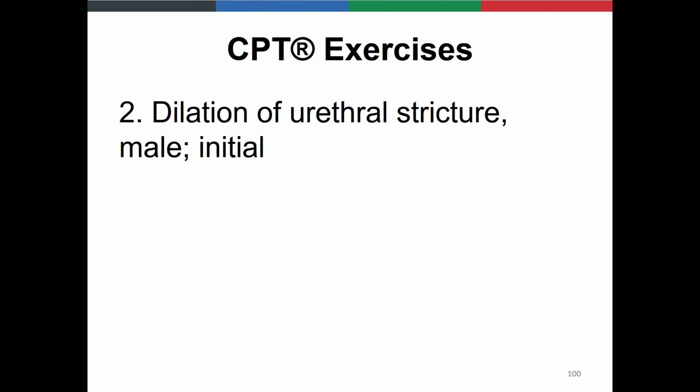So let's go to the next code, 53600. 53600 is a few pages over. Page 346. Yep, 346. And this one says dilation of urethral stricture by passage of sound or urethral dilator, male, initial. Now that kind of sounds like the code, doesn't it?